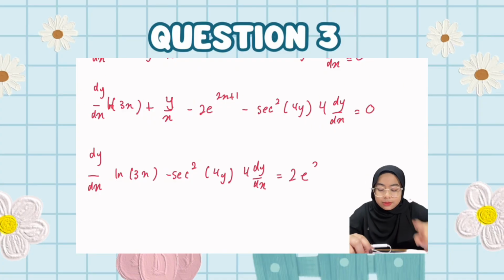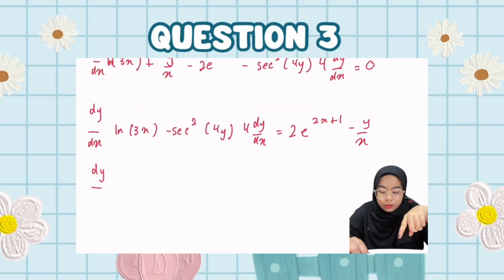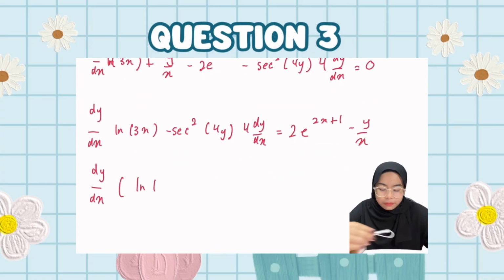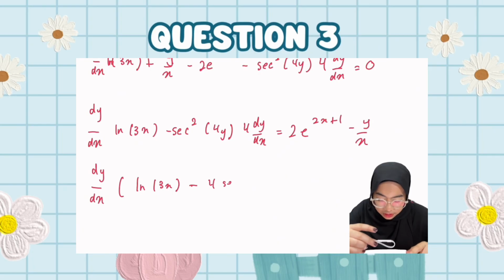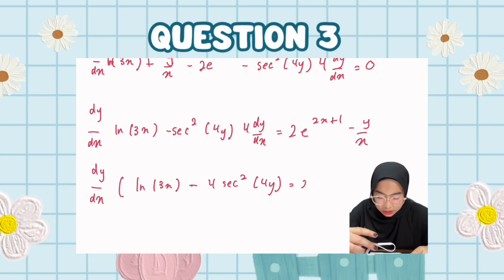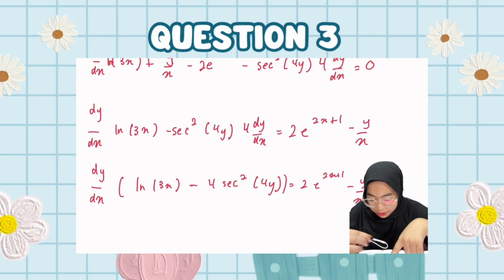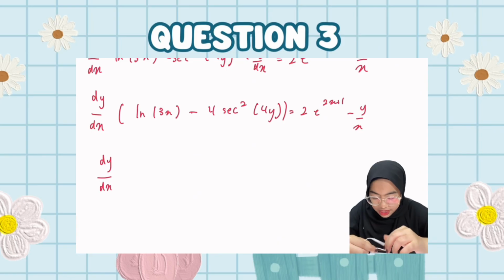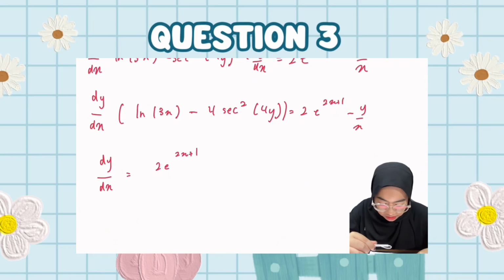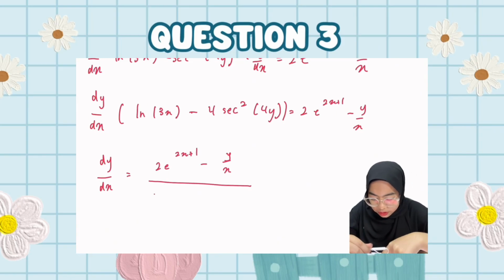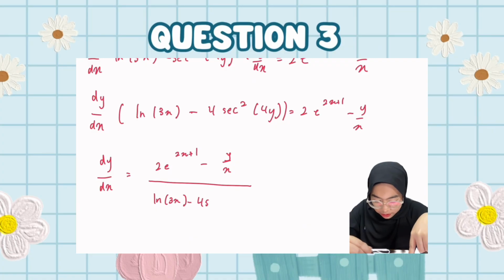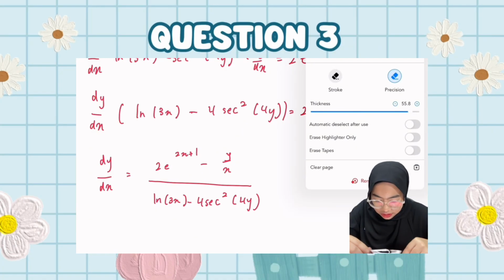And then we must move the terms 2e to the power 2x plus 1 and minus y over x to the right side because they don't have dy dx. We must gather them with their family so it's easier for us. And after we move them, we must simplify by taking out the dy dx, like factorizing it. And after that, we move the rest to the right side, under them, like we divide it. So we got this as the final result.